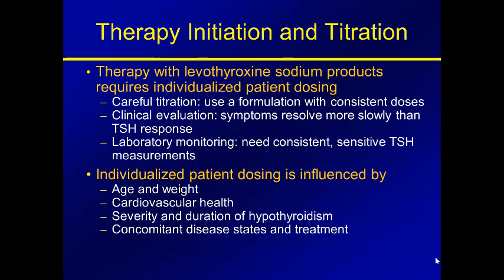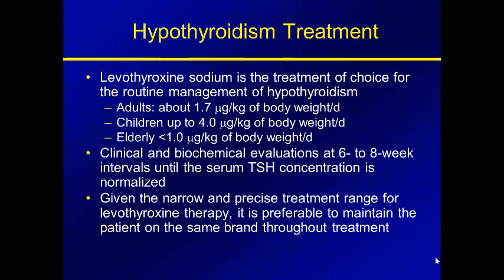It requires individualization of patient dosing. So careful titration is very important, and clinical evaluation is important, and laboratory monitoring with TSH is very important. Also, individualization of patient dosing is influenced by age and weight, cardiovascular status, severity and duration of hypothyroidism, and concomitant disease status. So there is a lot of individual variation between persons during hormone replacement therapy.